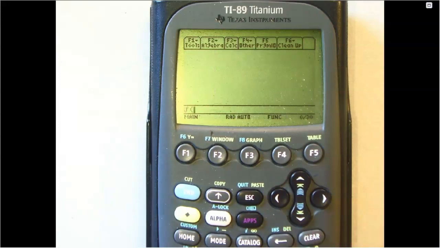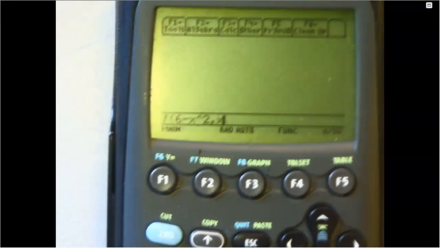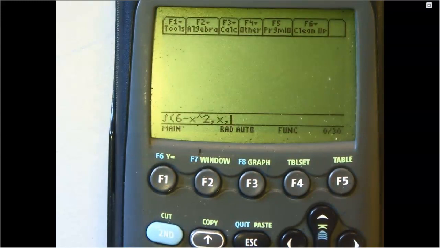Number 2 is integrate. And we are going to integrate from, or no, sorry, 6 minus x squared was the equation, right? Do I have that right? 6 minus x squared? Oh my god, you guys answered. Comma x is like your times dx. You're telling the calculator what variable. And then we are going from -1 to 3.